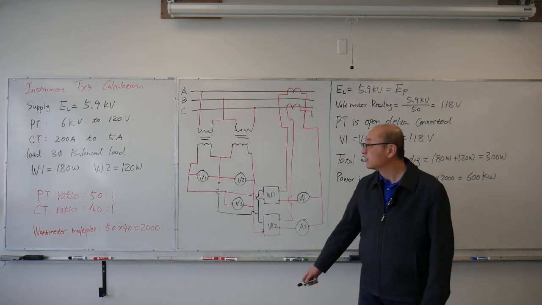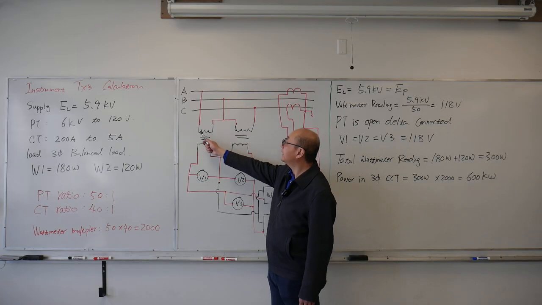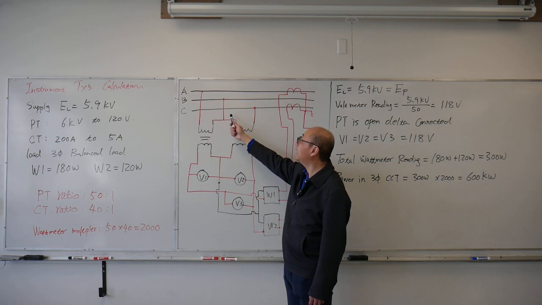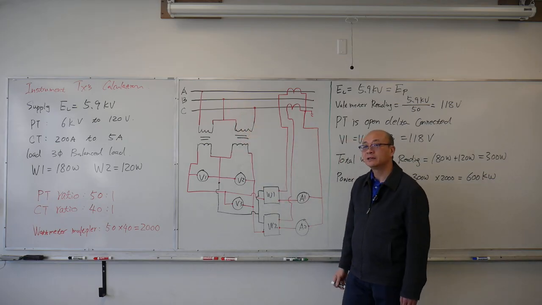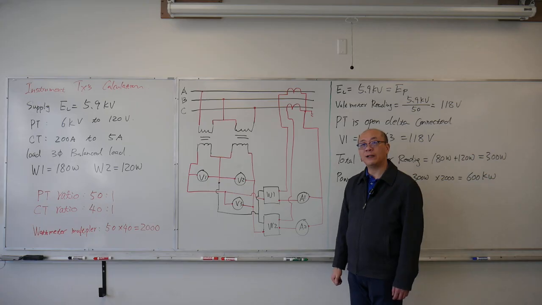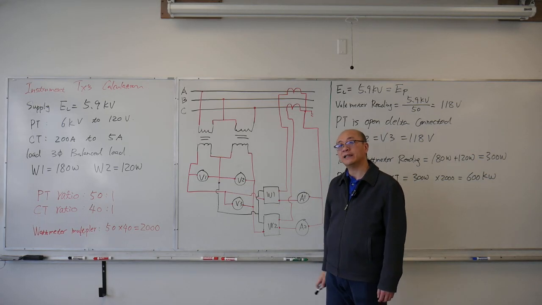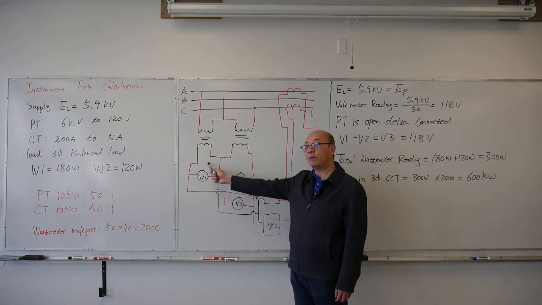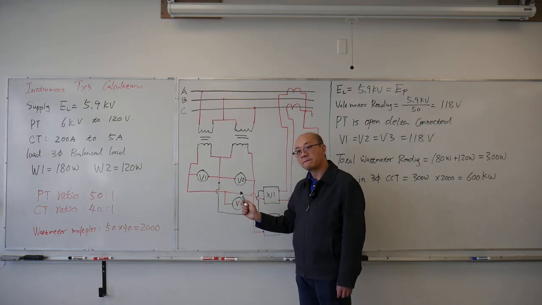Now look at this circuit. I have 1 PT connected between line A and line B, and another PT connected from line B to line C. If you remember, we talked about the open delta connection, so those PTs are actually connected open delta. On the secondary of this open delta, I have 3 voltmeters down here.